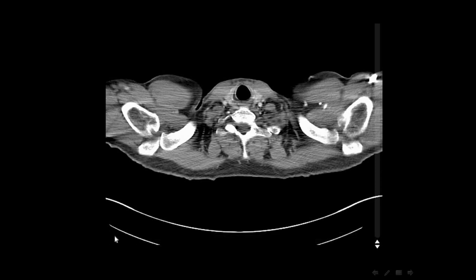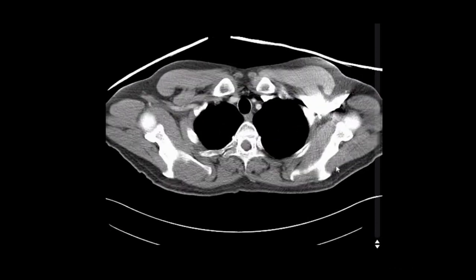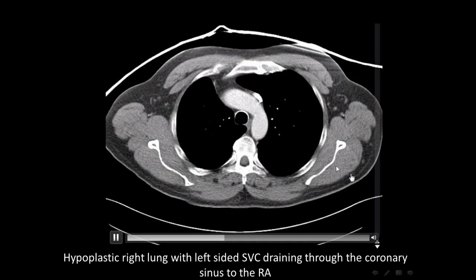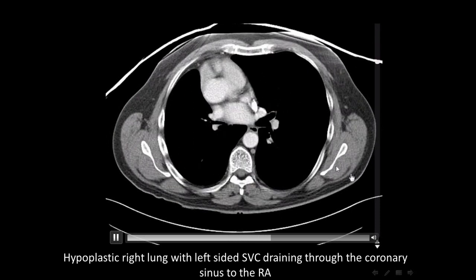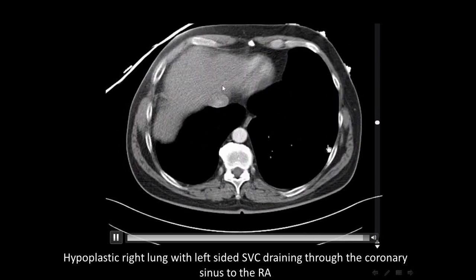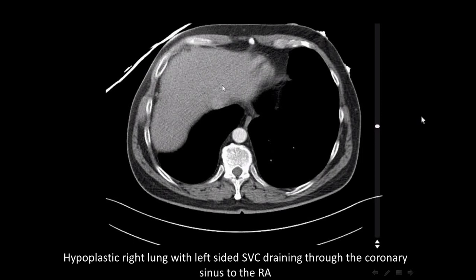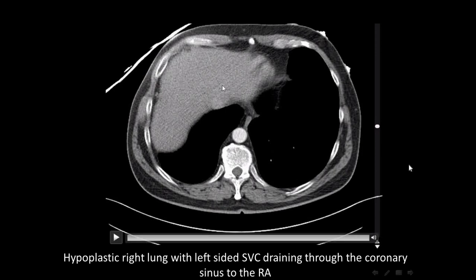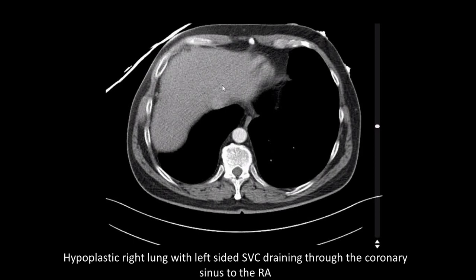Okay, let's have a look at this CT series. The superior vena cava is supposed to drain into the right atrium, right? Yeah, and therefore it's located on the right side. Yeah, on the right side.